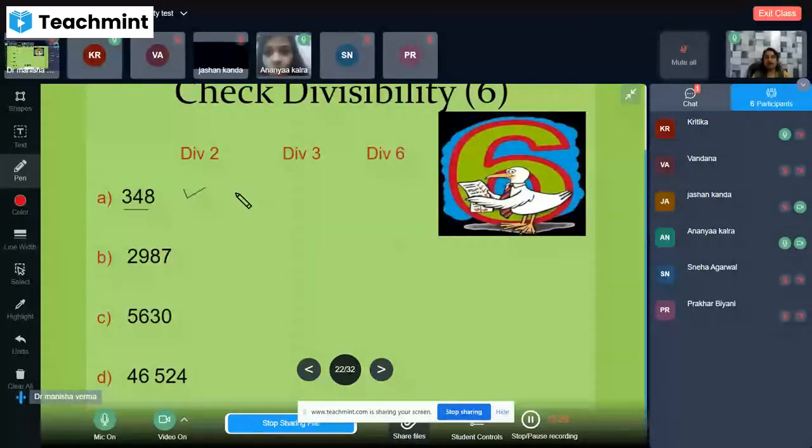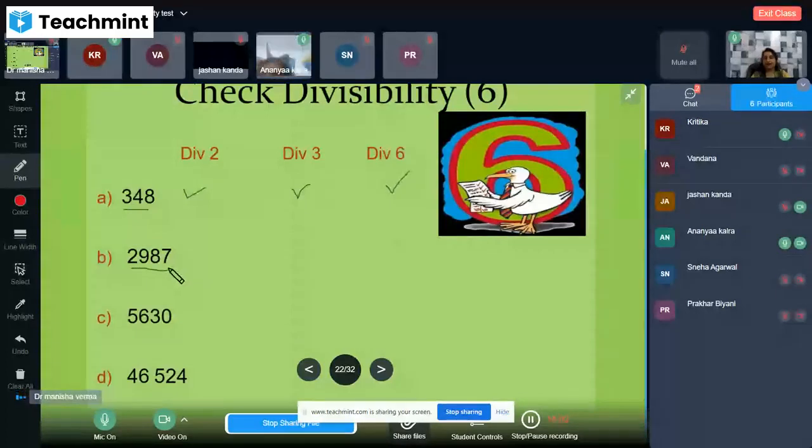Now let's see whether it is divisible by 3 or not. Let's add up the digits. The sum is 15. That means this is divisible by 3 also. Now see, both the ticks, that means it is divisible by 6 also. Right? Ananya, is that clear? Jashan, is that clear? Vandana, is that clear? Kritika, have you understood? Okay. Now let's move on to the other number.